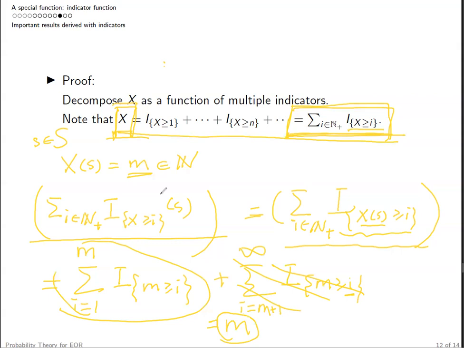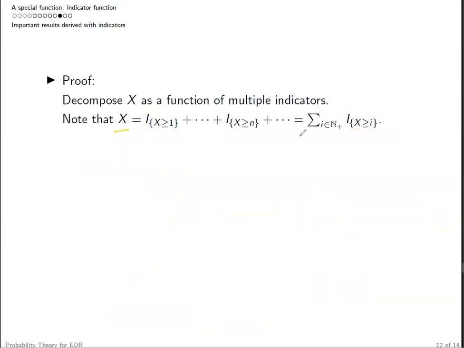So on both sides, we have exactly the same function. Of course, you might wonder what happens if m is equal to 0. Apparently here, X(s) won't be larger than any positive number, so all those indicators are going to be 0. For any values we discuss over there, it's always 0 if X(s) is equal to 0. So both sides are the same function, and they are the same random variable indeed.